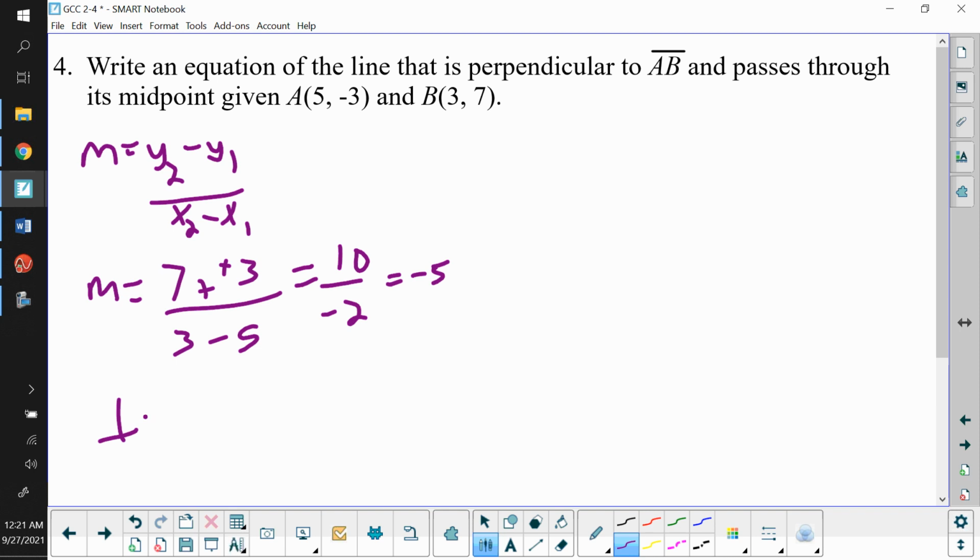Well, we want the perpendicular slope. Right now, that's negative 5 over 1. If you change the sign and flip the fraction, you'll get positive 1/5. So 1/5 is the slope that we are going to use.